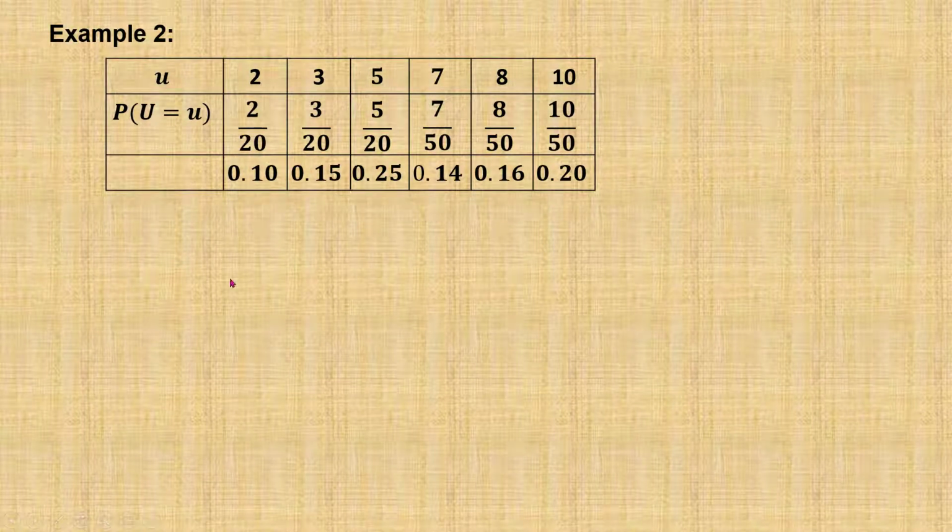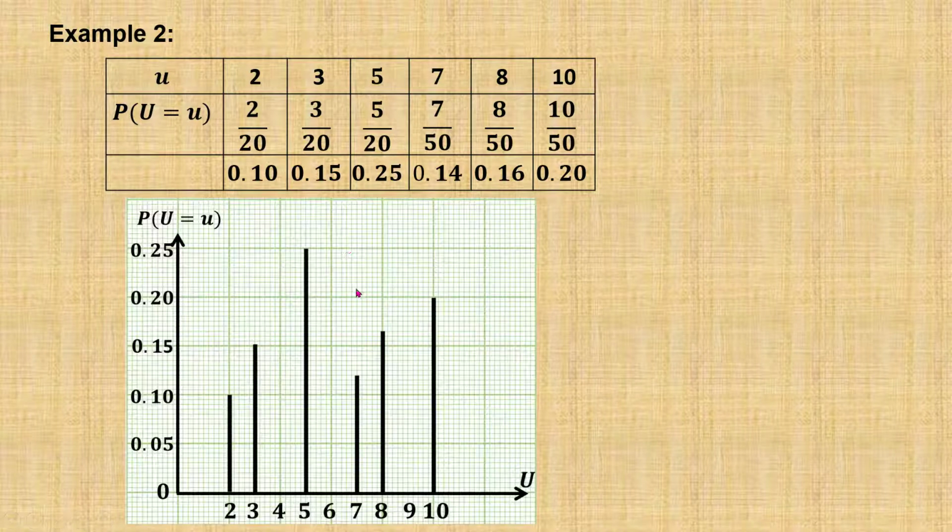So now I'm ready to sketch the graph. This is the graph of the probability distribution of u, which is in stick form. From the graph, we can see that when u is equal to 2, the probability is 0.1. When u is 3, the probability is 0.15, and so on.